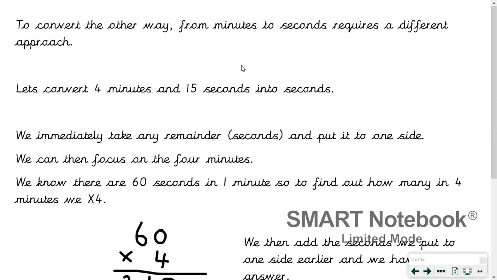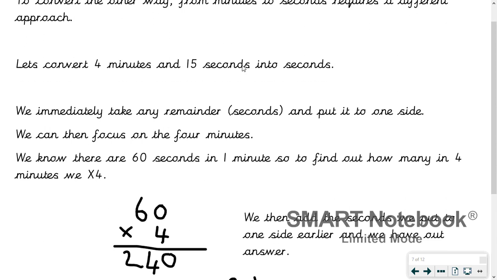To convert the other way, so from minutes to seconds, requires a slightly different approach. It's just the inverse, really. So if we convert 4 minutes and 15 seconds into just seconds, we immediately take away any seconds we've got, which was our remainder in the previous example. So this 15 we're going to put to one side and use it later. Then we can focus on this 4 minutes and converting it to seconds.